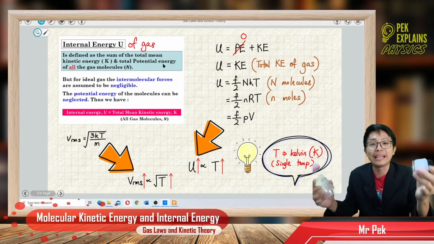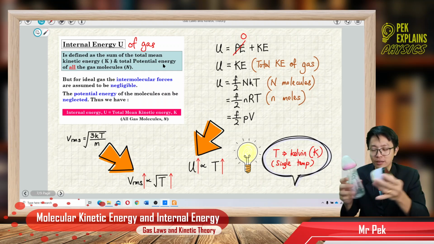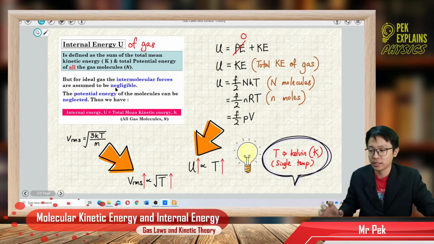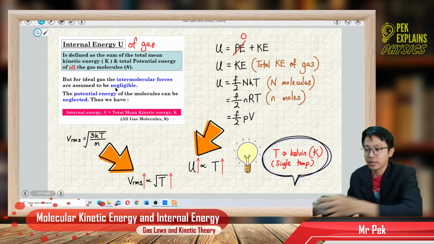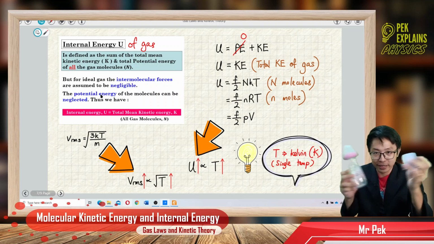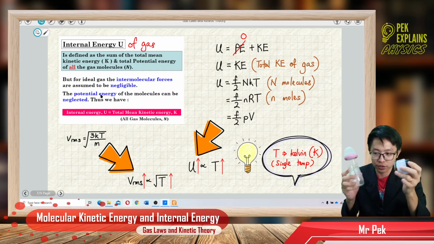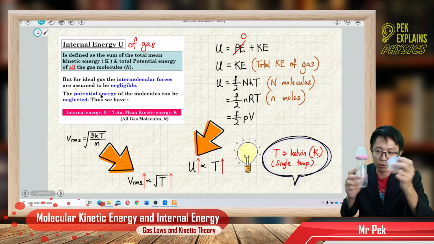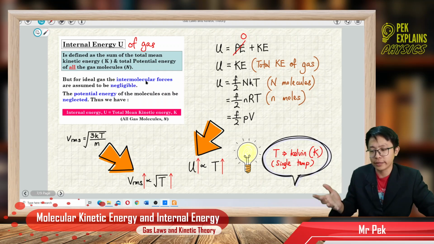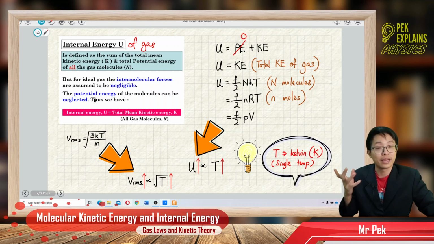But they are negligible, because they are very far apart. So for gases, the intermolecular forces in between the gas molecules are negligible. And potential energy depends on the intermolecular forces between the two particles. But the intermolecular forces between the gas particles are negligible. So we can say the potential energy of the gas is also negligible.